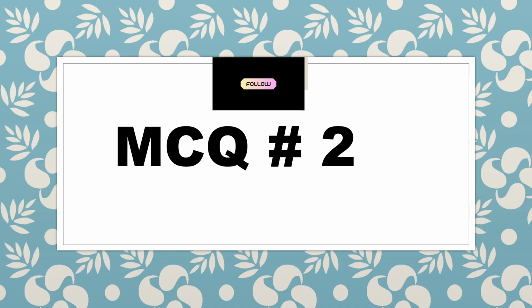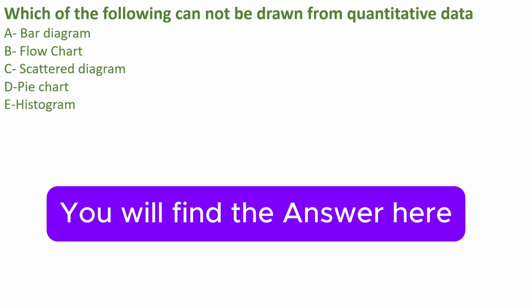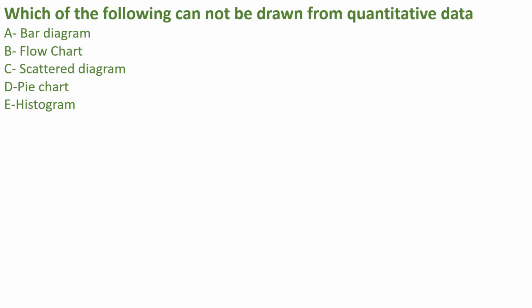Multiple choice question number 2. Which of the following cannot be drawn from quantitative data? A, bar diagram; B, flowchart; C, scatter diagram; D, pie chart; or E, histogram?